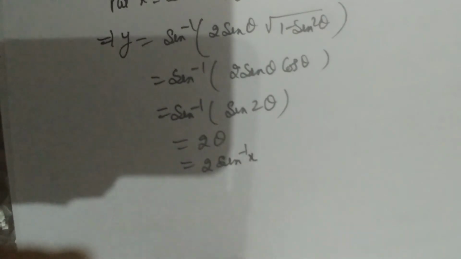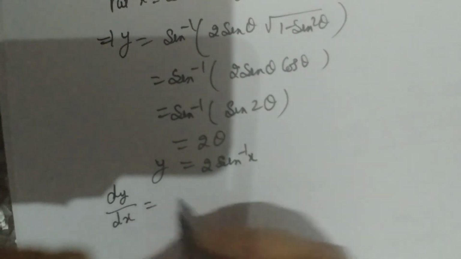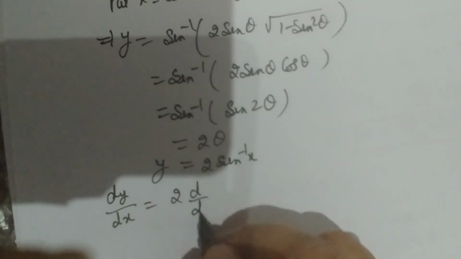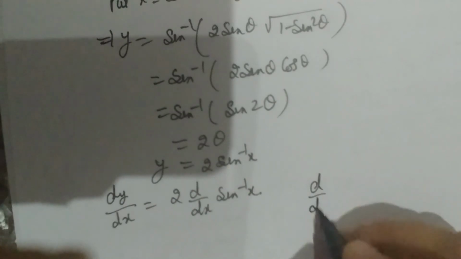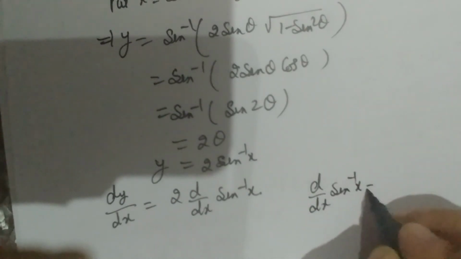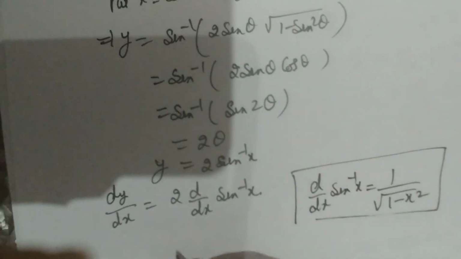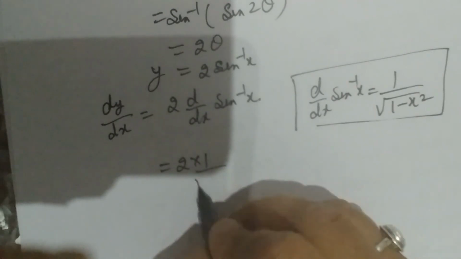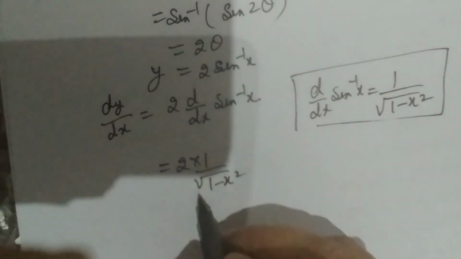So let us check the derivative. Now dy by dx is equal to 2 times d by dx of sine inverse x, and you know the derivative of sine inverse x is 1 upon root 1 minus x square. So it will be 2 times 1 upon root 1 minus x square. So this is the derivative.